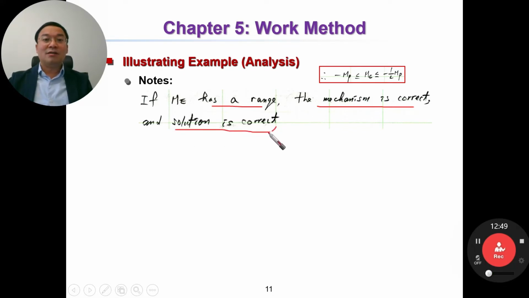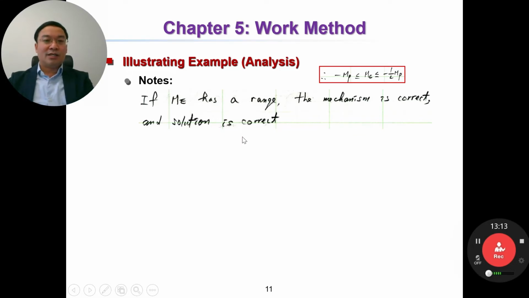Remember, our redundance is ME and it has a range. ME is in this range. Then our assumed mechanism is correct. Then our solution is correct. Okay, so remember.